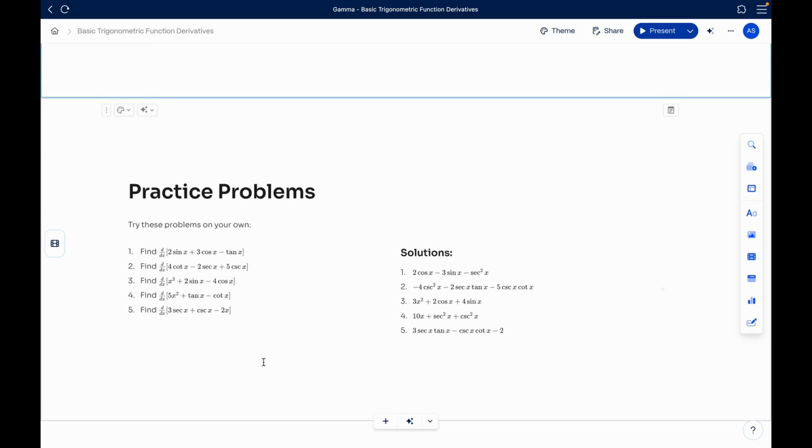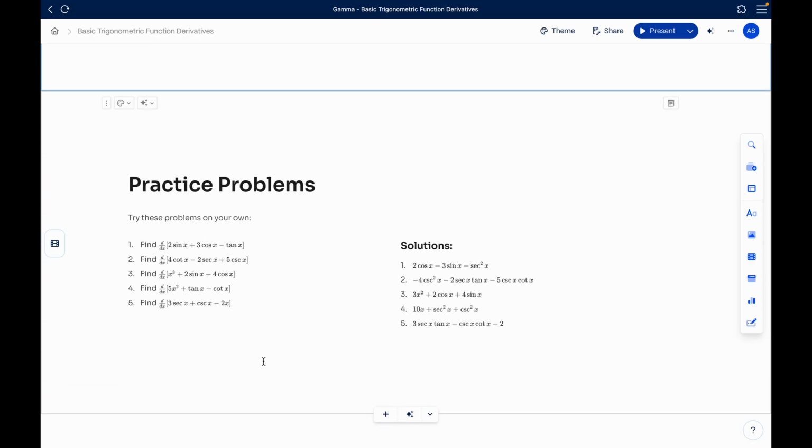Now, here are a few practice problems and solutions. There are 5 practice problems I have for you. The first one is 2 sine of x plus 3 cosine of x minus tangent of x. The second one is 4 cotangent of x minus 2 secant of x plus 5 cosecant of x.